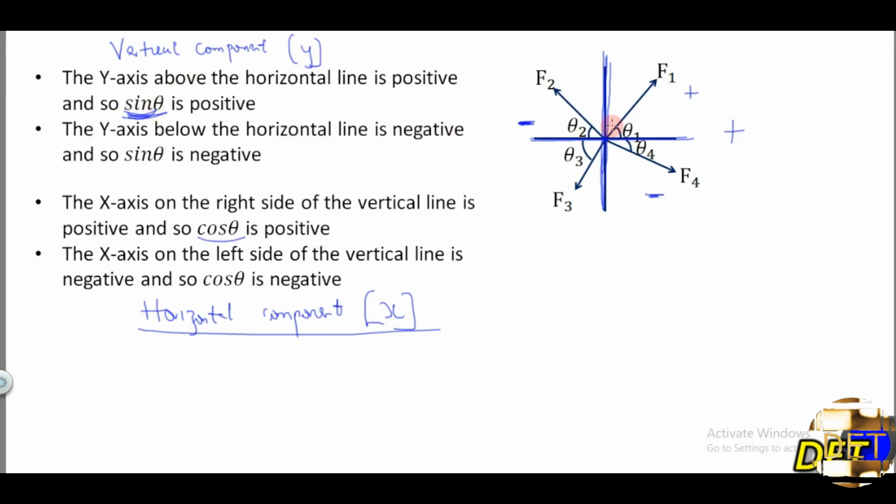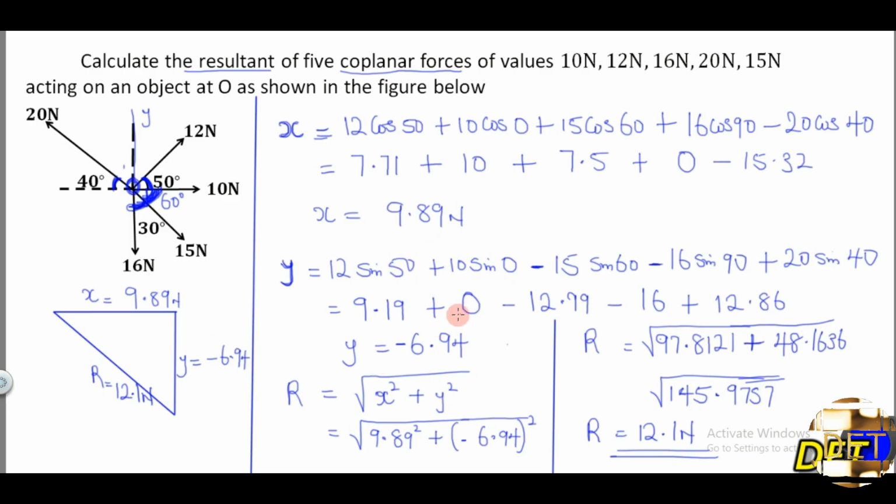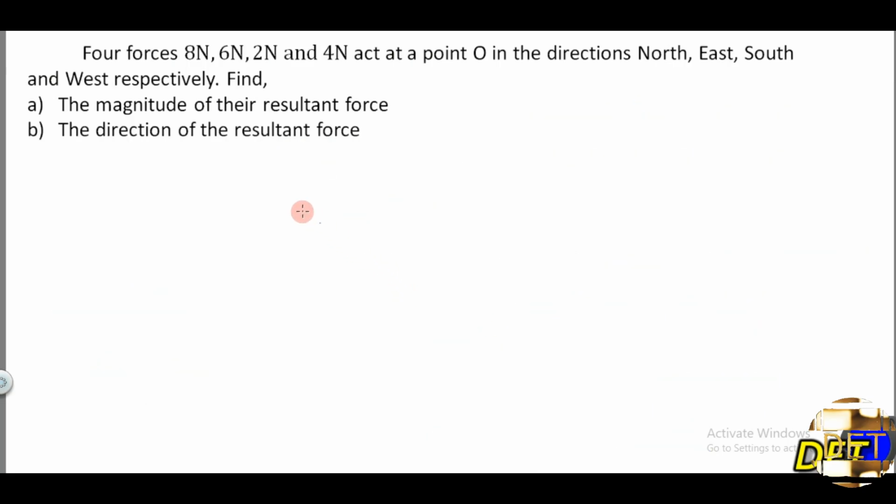And when resolving them into their vertical and horizontal components, for the vertical component we use sine theta, and in the vertical component anything above this horizontal line is positive and anything below this horizontal line is negative. For the horizontal component, anything on the right side of this vertical line is positive and anything on the left side of this vertical line is negative, and we use cos theta in the horizontal component. And this example explains everything better, right? So in the next video, we're going to look at this example.